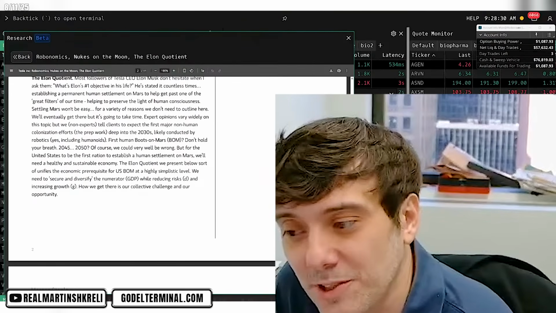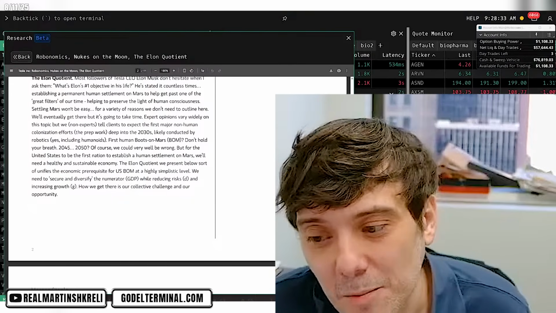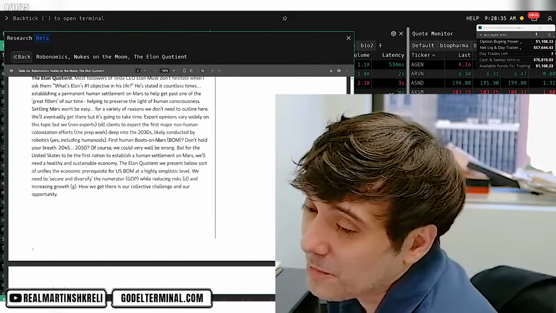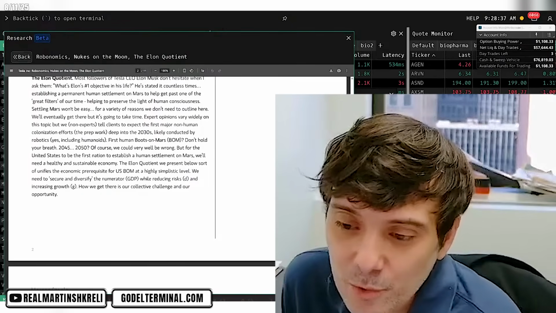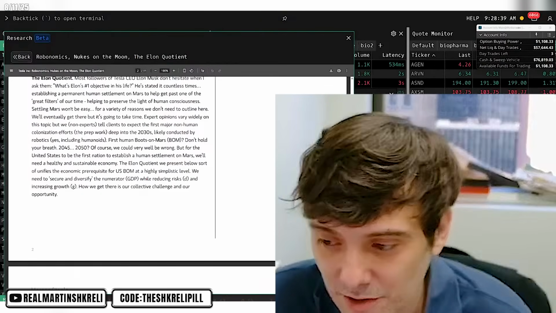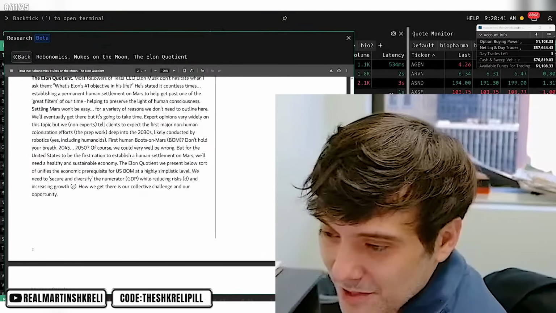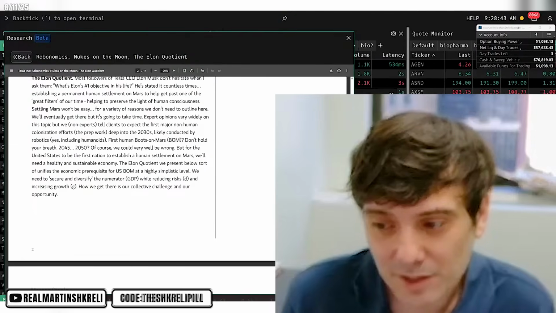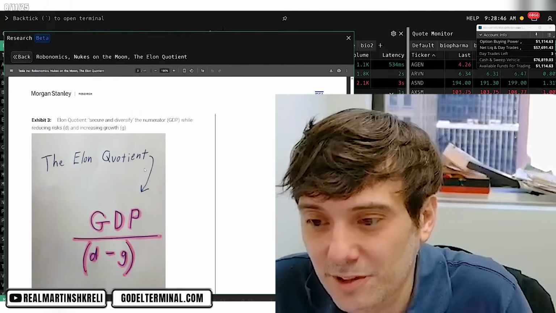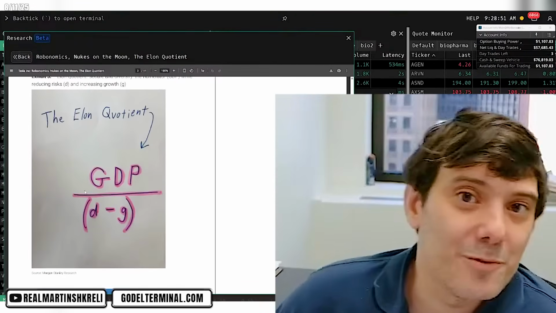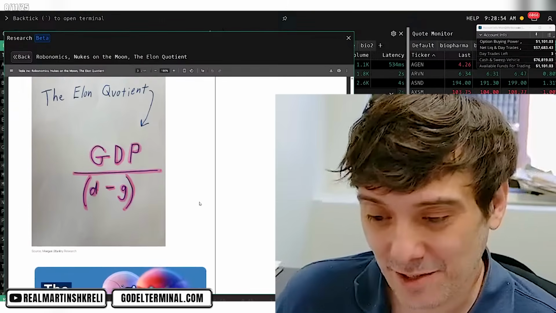The Elon quotient we present below unifies the economic prerequisite for US boots on Mars at a highly simplistic level. We need to secure and diversify the numerator, which is GDP, while reducing risks and increasing growth. How we get there is our collective challenge and our opportunity. This is also a very important formula in finance and economics, for other things.